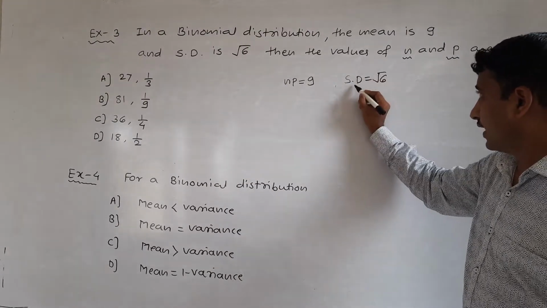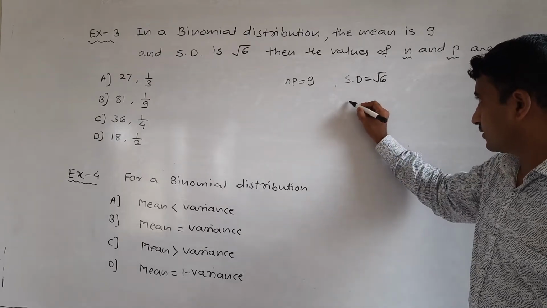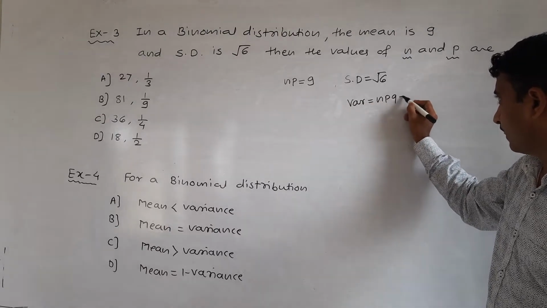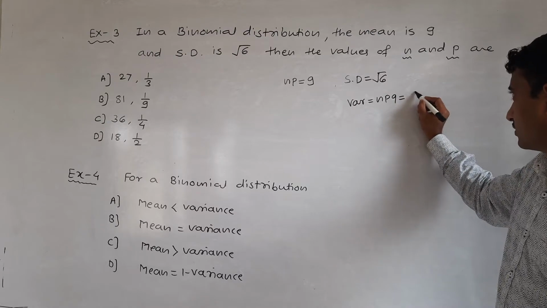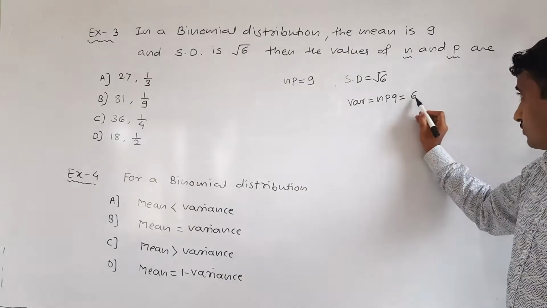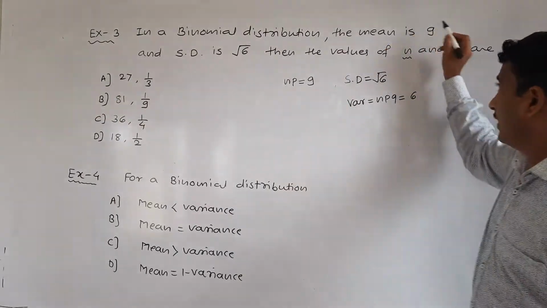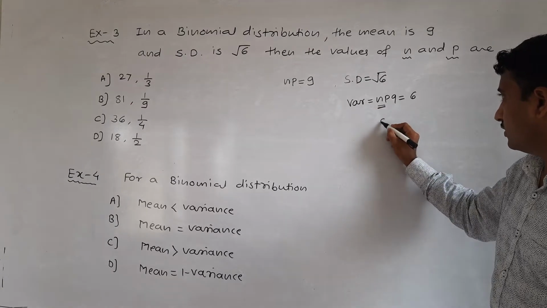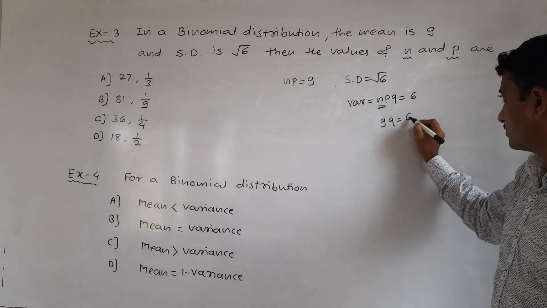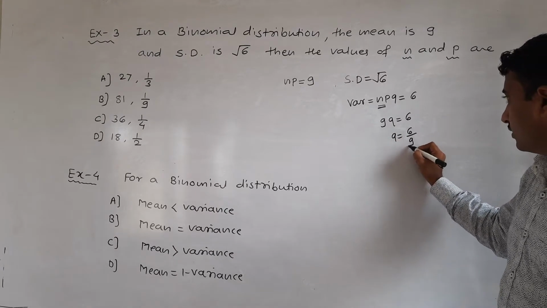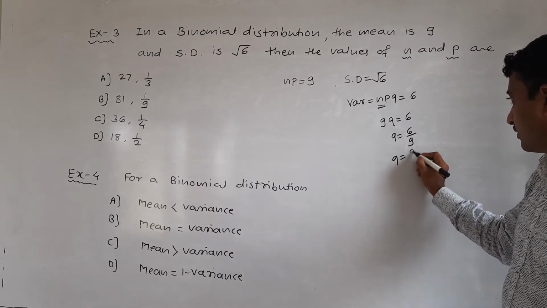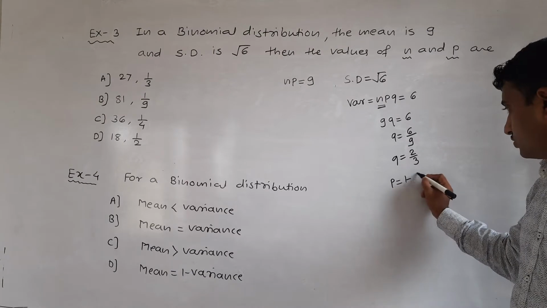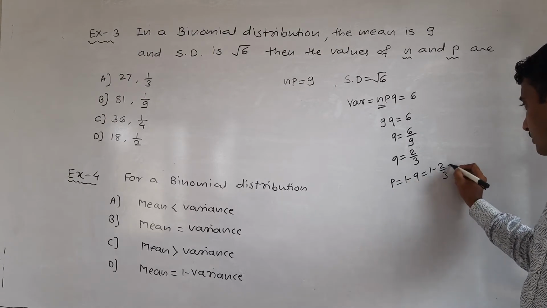Standard deviation means just the square root of variance, so variance of x is equal to npq is equal to its square, that is 6. Variance is equal to 6, npq is equal to 6 and np is equal to 9, put in this, we get 9q is equal to 6, q is equal to 6 by 9, q is equal to 2 by 3. q is equal to 2 by 3 means p is equal to 1 minus q, it is 1 minus 2 by 3, it is 1 by 3.